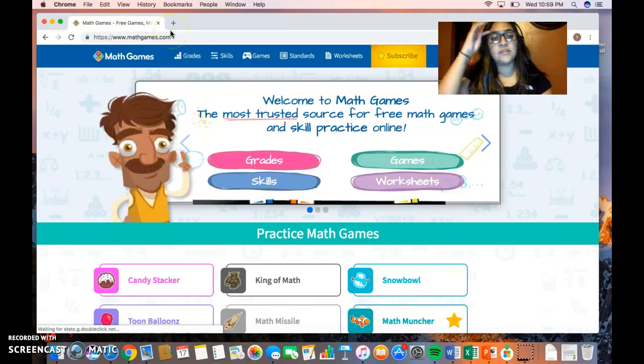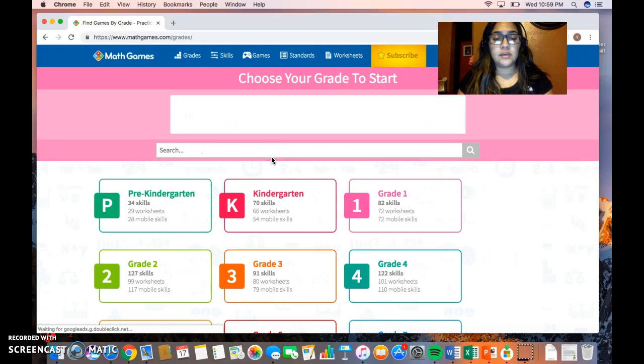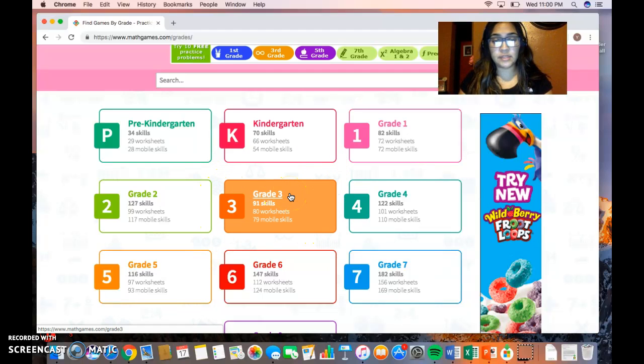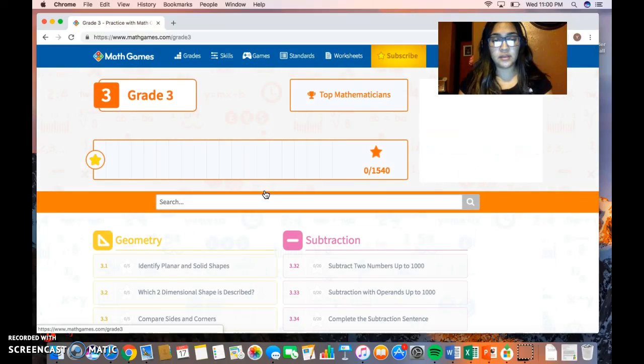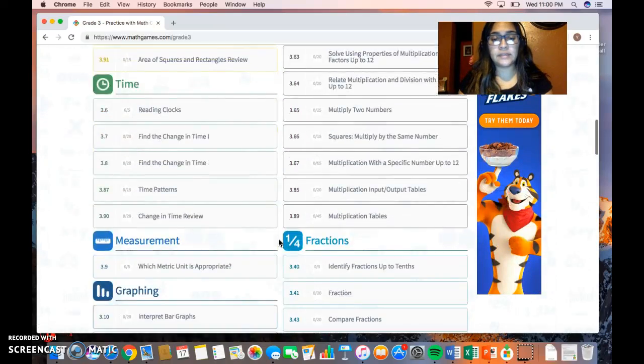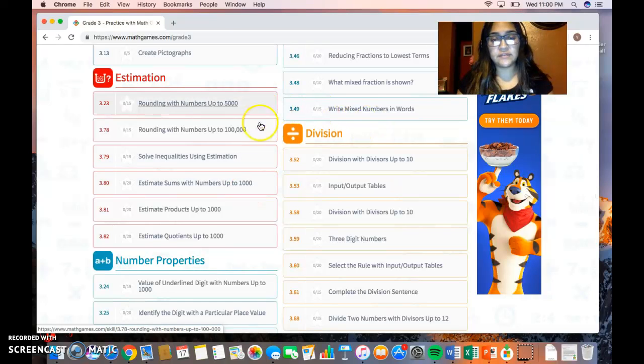and then it's going to take you to this math website, and you're going to go down to this pink bar where it says grades. After that, you have to find this orange box with grade 3 or 3rd grade, because you guys are in 3rd grade. You're going to go down all the way. These are all the skills you're going to learn, or that you already know. But for now, we're going to focus on division.